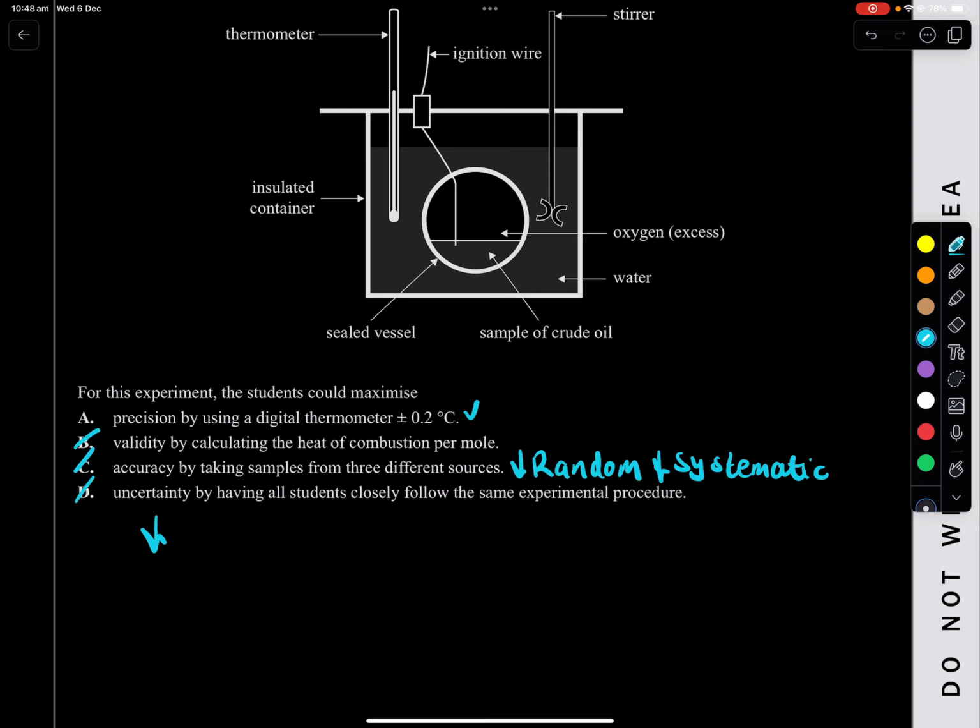So again, if all students do the same experimental procedure, we decrease systematic error, hence uncertainty decreases, but we want to increase it, so D is wrong. So the only possible answer is A.